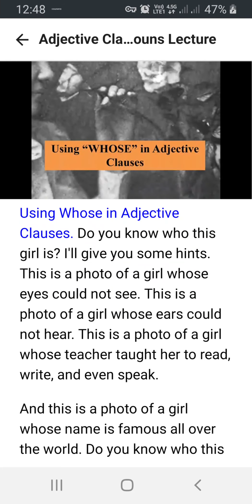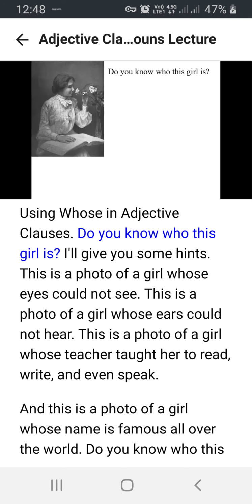Using whose in adjective clauses. Do you know who this girl is? I'll give you some hints. This is a photo of a girl whose eyes could not see.